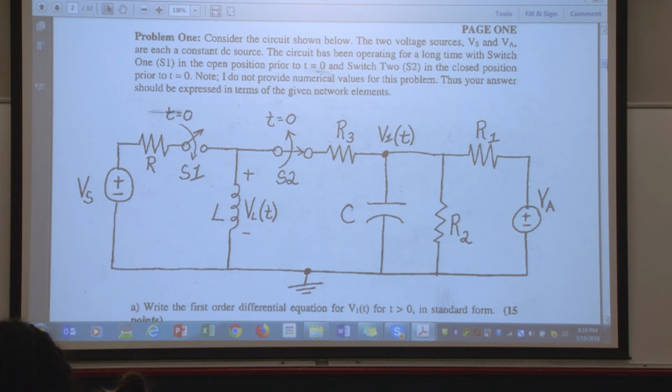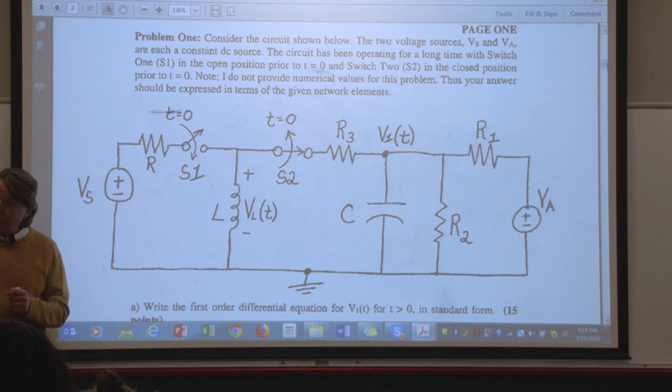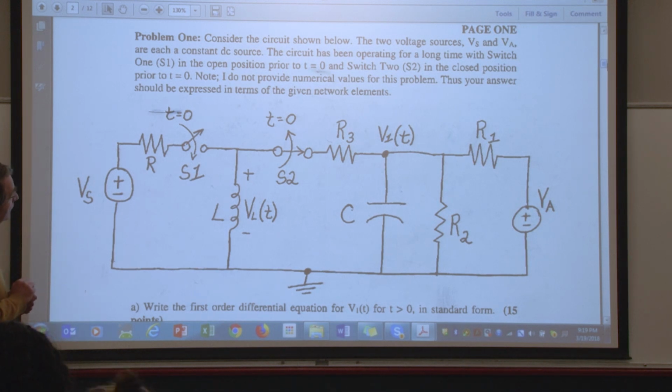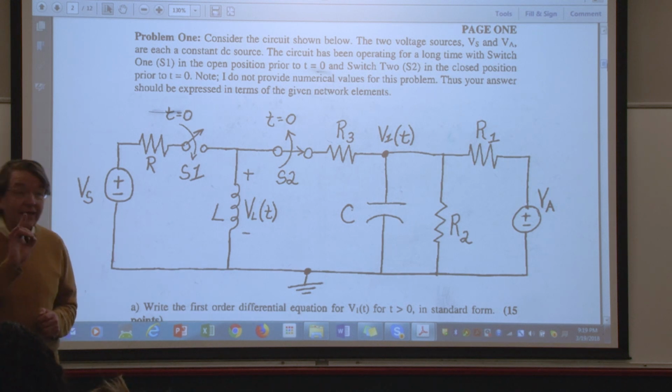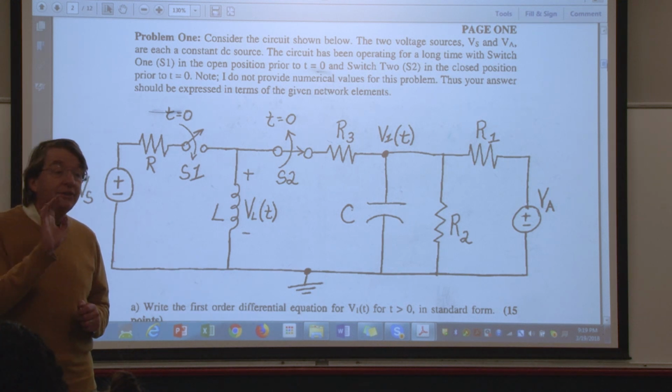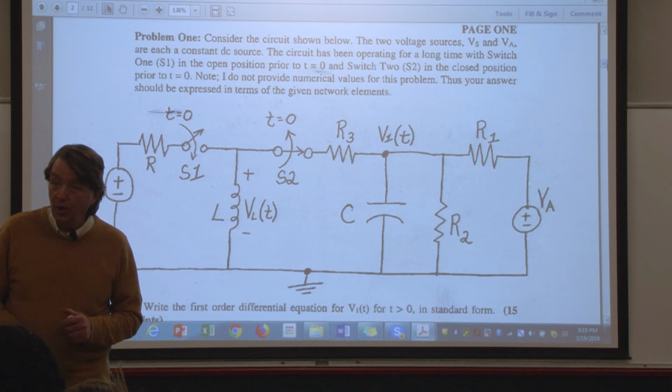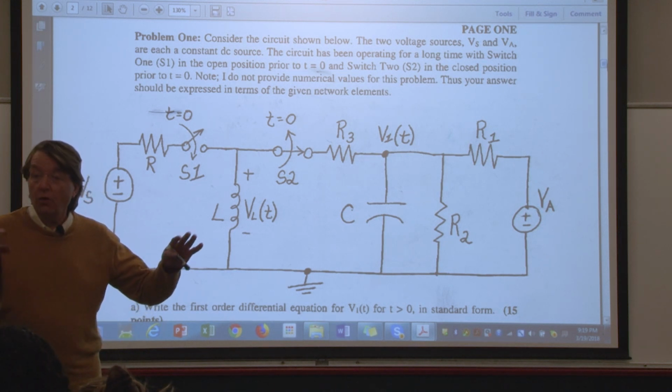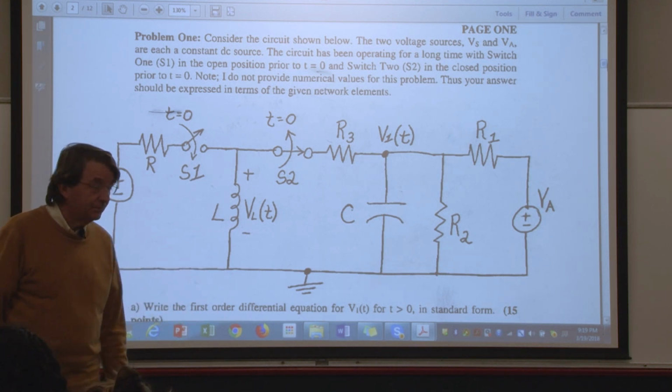All right, now I'm just going to read the problem to make sure I know what it's asking for. We have 2 voltage sources, and each is a constant. That's nice. That's going to make the problem easier. Now, it says here the circuit has been operating for a long time. Ryan, that's my way of saying steady state, 5 tau. Exactly. When you see that it's been operating for a long time, it's in steady state.